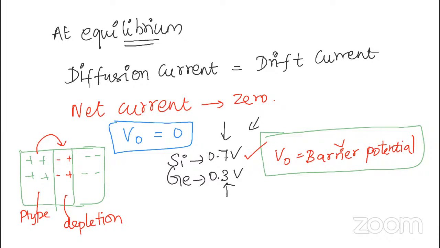Okay, now it is clear what is meant by the barrier potential. Yes, sir. So based on this we can have one question. Okay, so you only told me the correct answer.